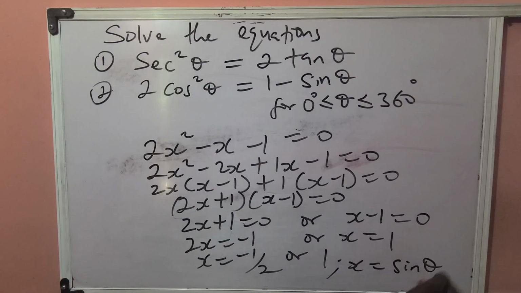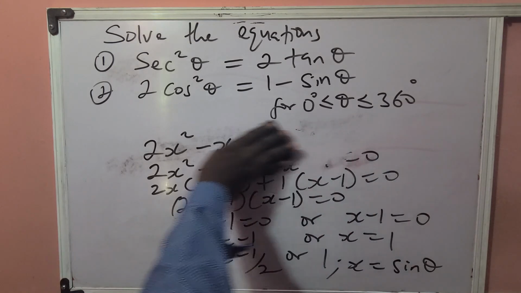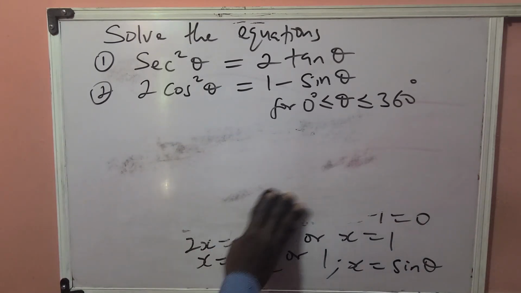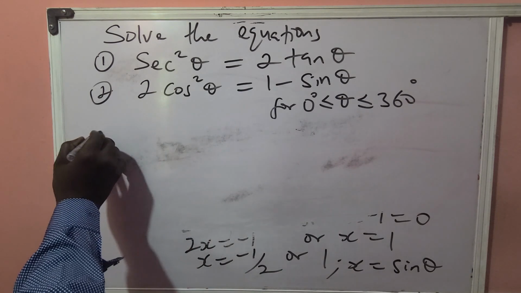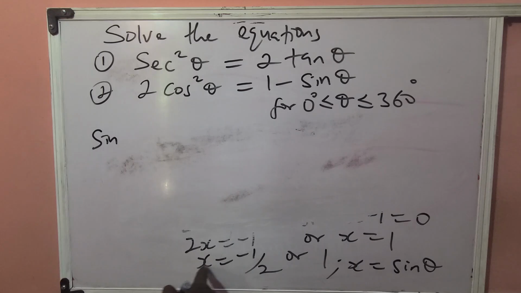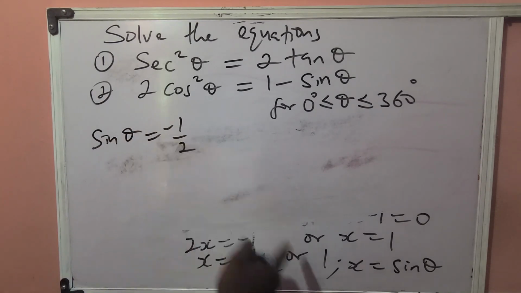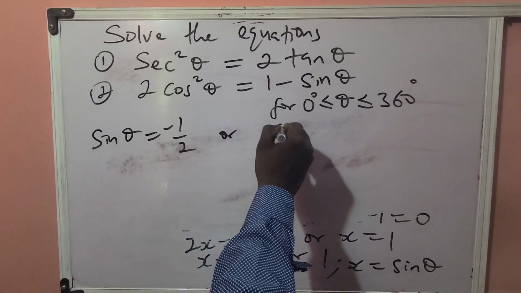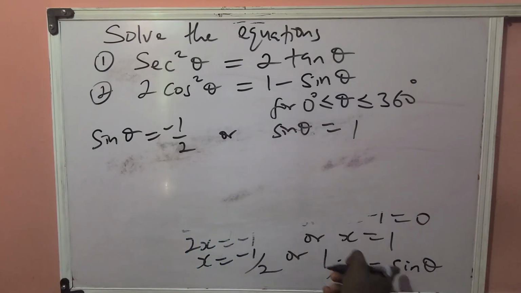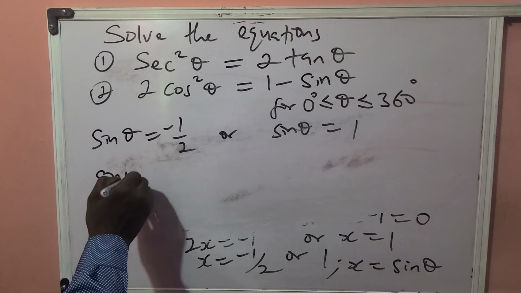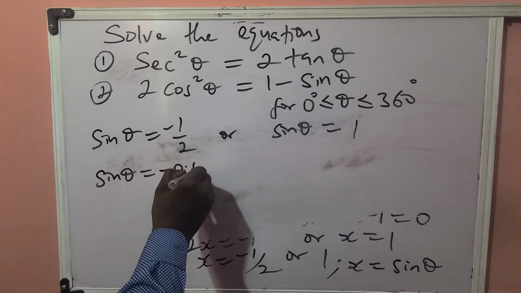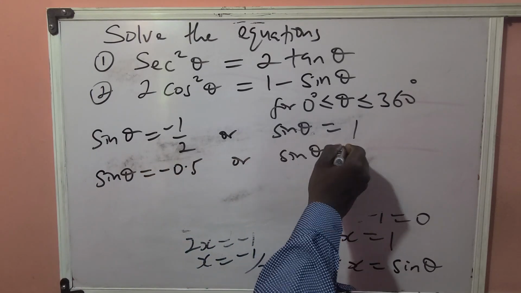So sin theta was represented as x. So we can then go on to replicate x now being sin theta. And what we'll be having will be sin theta, because don't forget sin theta was x. So for x equals minus 1 over 2 or 1, our sin theta for this case will be minus 1 over 2. And for this case, when it was 1, our sin theta will be equal to 1. Don't forget x was sin theta. So we can then go on to make this into decimal just for the sake of easy calculation: minus 0.5 or our sin theta equals 1.